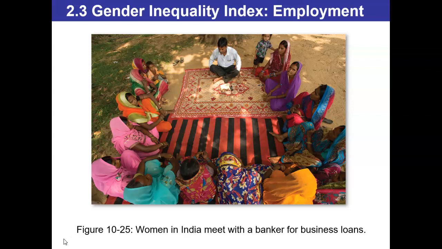Another way to empower women is by ensuring that they have access to loans. This is a picture that you can find in figure 10-25, and it shows women in India meeting with a banker for business loans. A really popular program known as the Grameen program is prevalent throughout the world and focuses on women in less developed countries in the hopes of providing them loans and opportunities to have the economic access necessary to create businesses and generate wealth, or at least more wealth, in their developing countries.